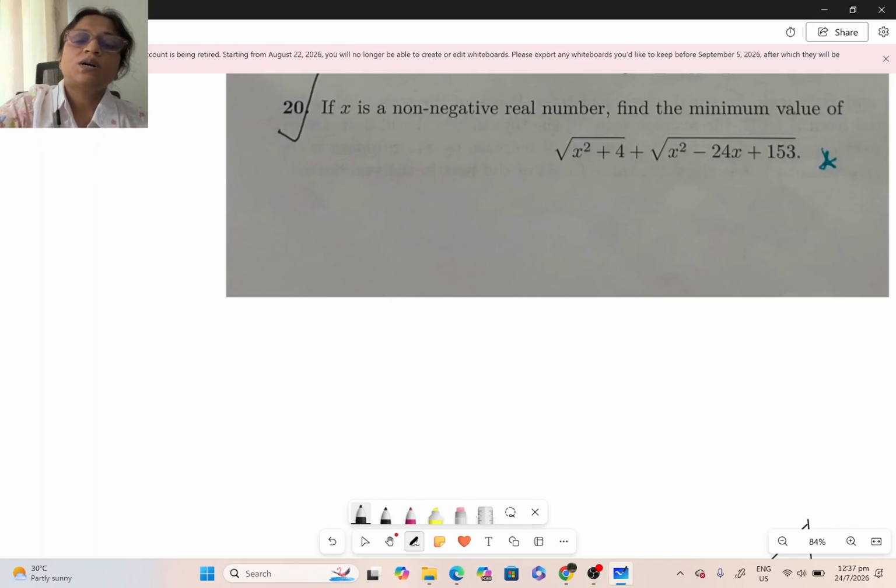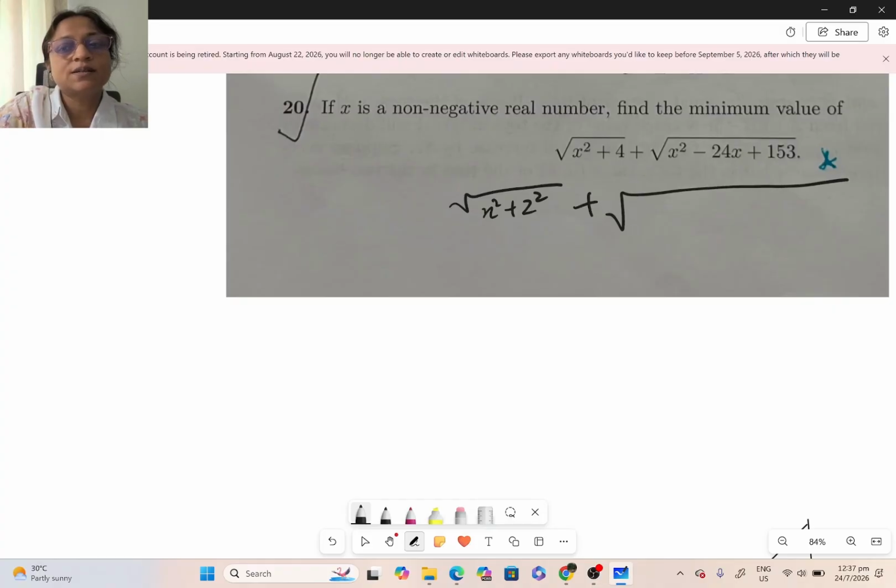Okay, so now see, the first expression is simple. It's just x squared plus 2 squared, right? The second one I can write in completed square form because I'm trying to think in terms of the distance formula, correct? Now to make it a completed square, what do I add? Half of 24, which is 12. So I add a 12 square and I subtract a 12 square to this expression.